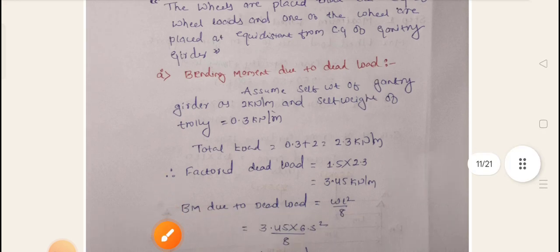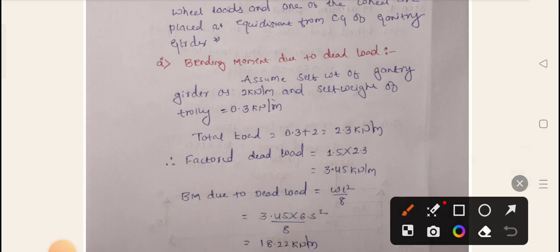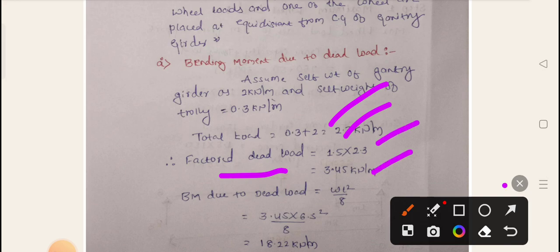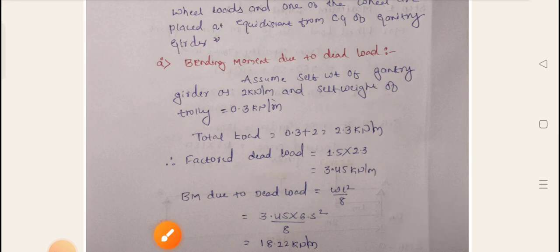For that, the total load is how much? 0.3 plus 2, that is 2.3 kN per meter. So the factored load, how much? If you multiply by 1.5, 1.5 into 2.3, that is 3.45. So this is the maximum load that is coming on that.